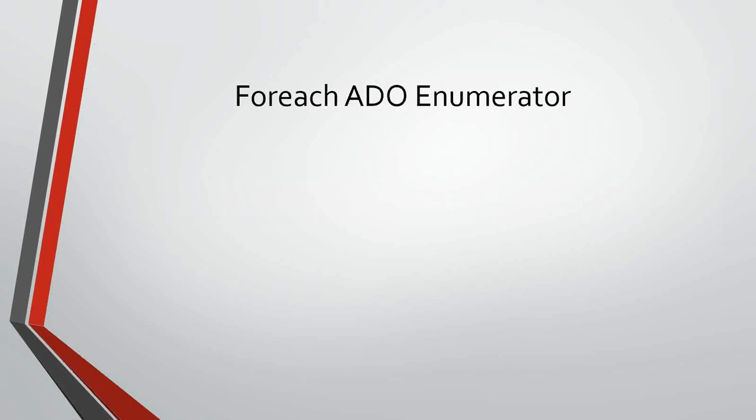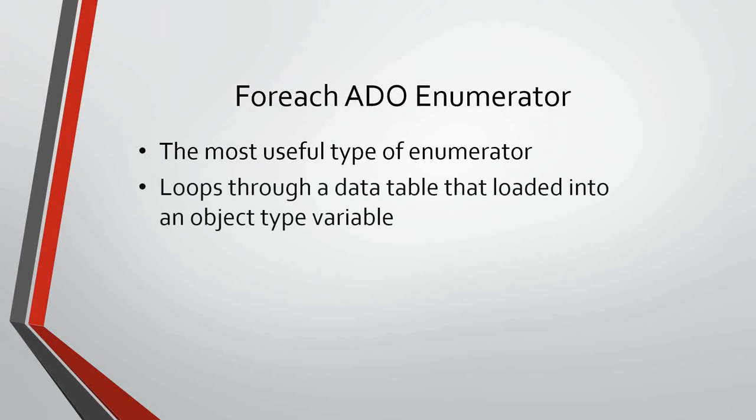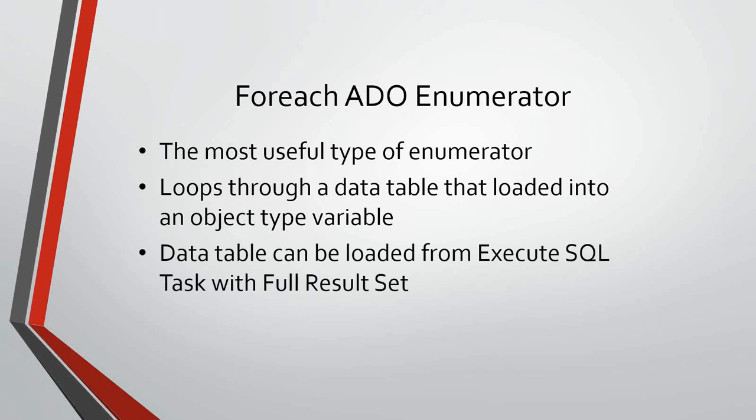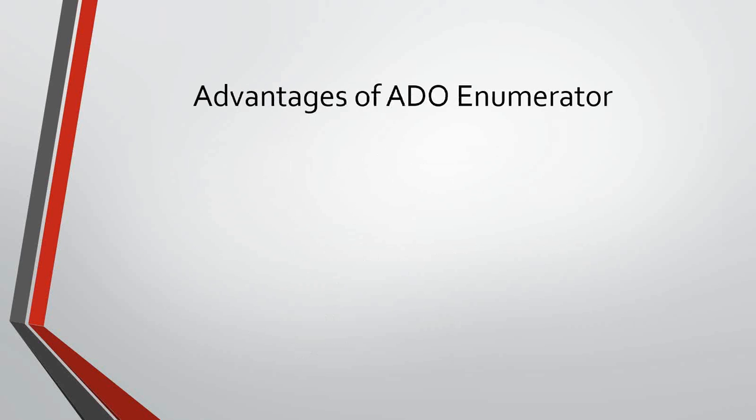And for each ADO enumerator is the most useful type of enumerator. This is one of the most common in use. You can loop through an array, actually a data table, loaded from a specific source, and this data can be loaded into an object type variable based on an execute SQL task with full result set, or within the data flow task with a recordset destination to load data into the object variable.